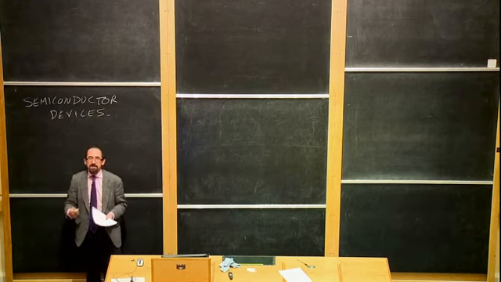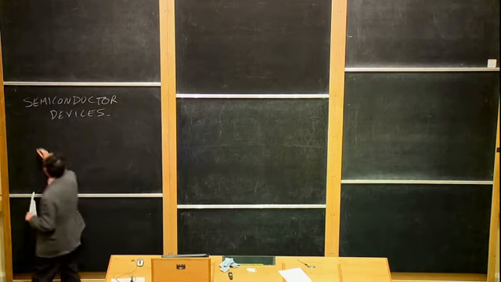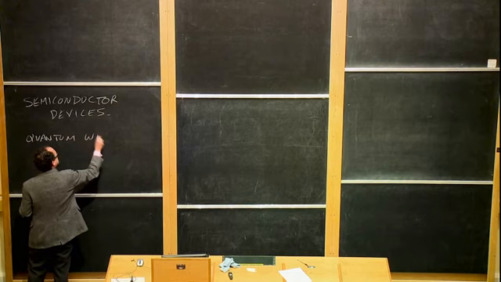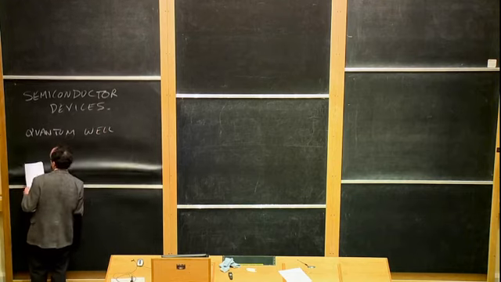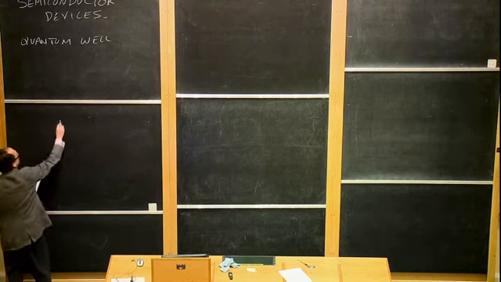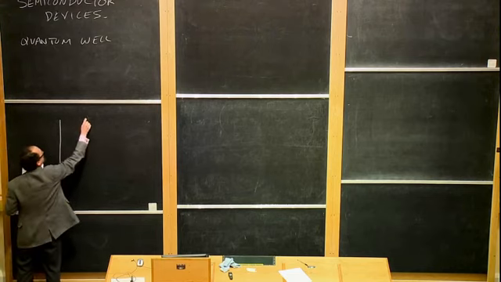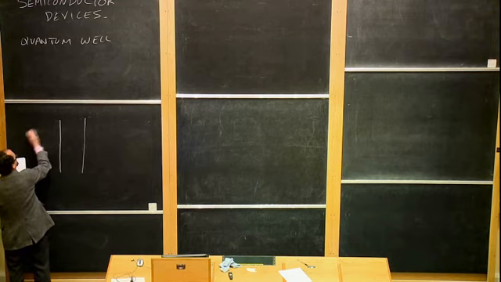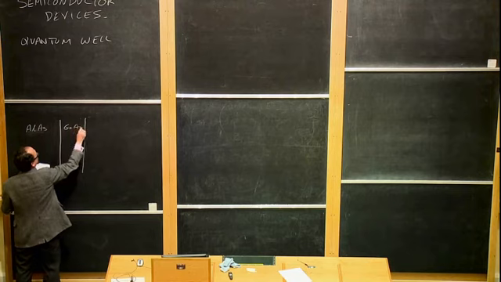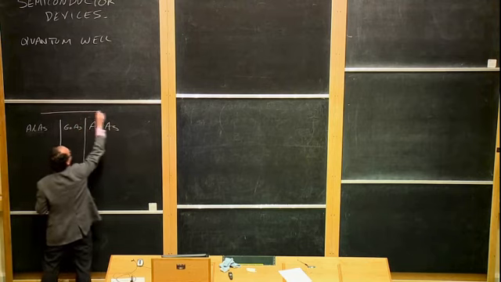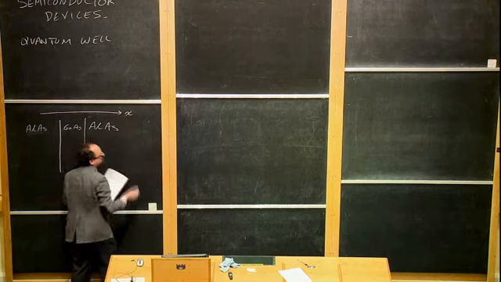So the simplest semiconductor device we're going to discuss is the quantum well, which is nothing more than a sandwich of one material inside another material. So you imagine having a three-layer material. Over here we'll put aluminum arsenide. Here is gallium arsenide. And here's aluminum arsenide. So it's a thin layer of gallium arsenide in between aluminum arsenide. This is x, some position coordinate.